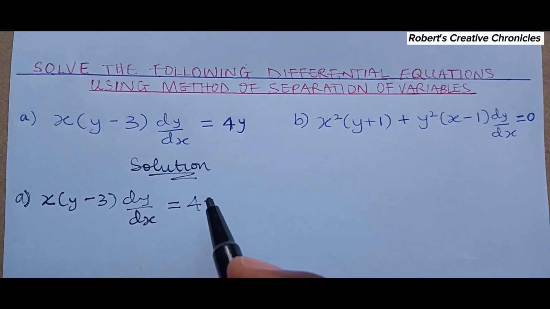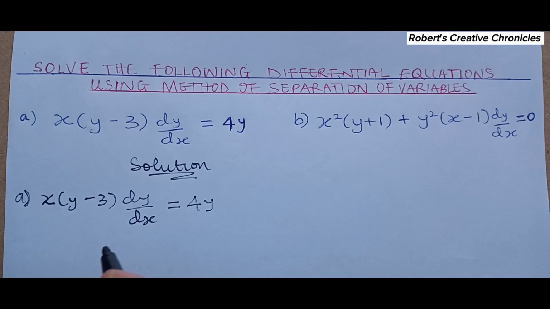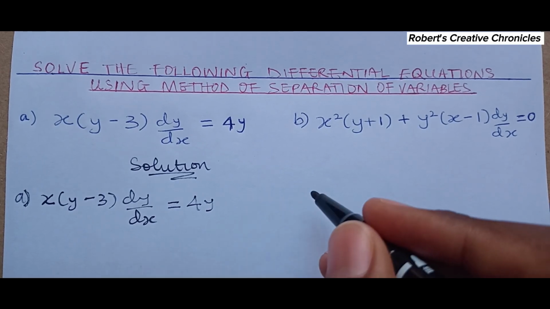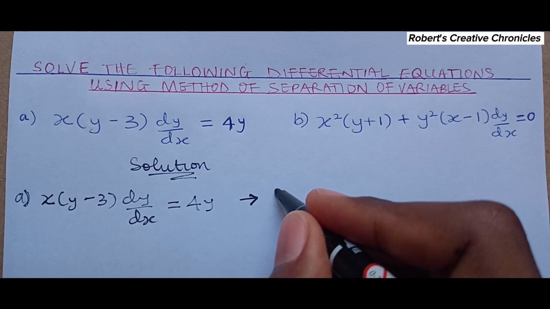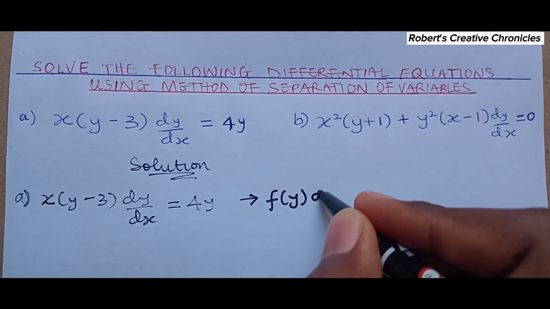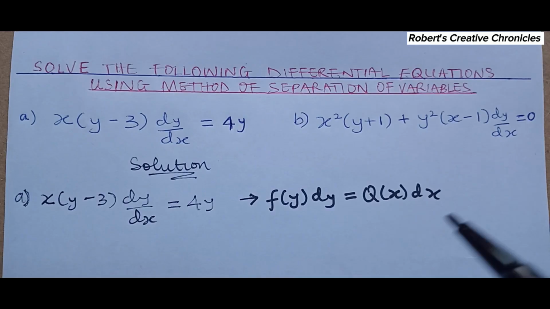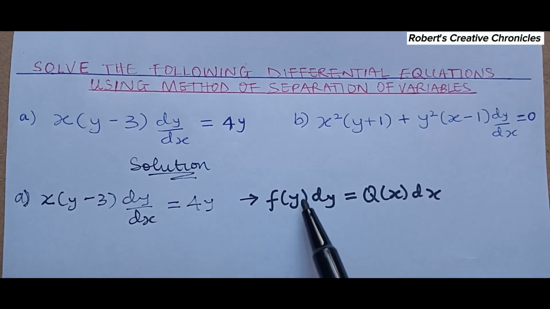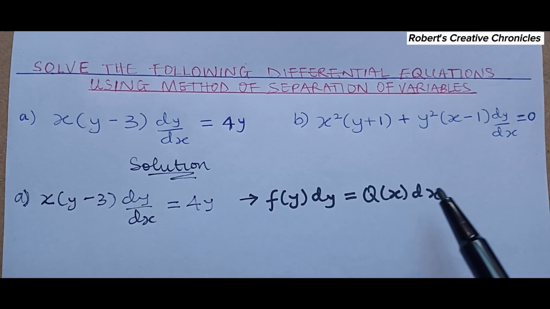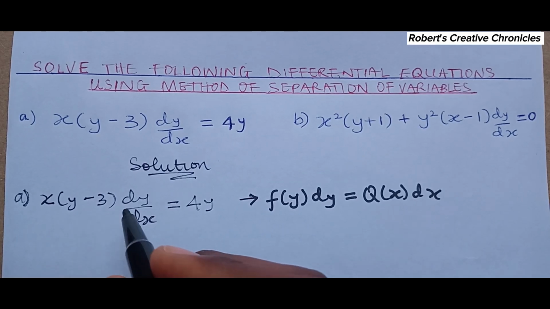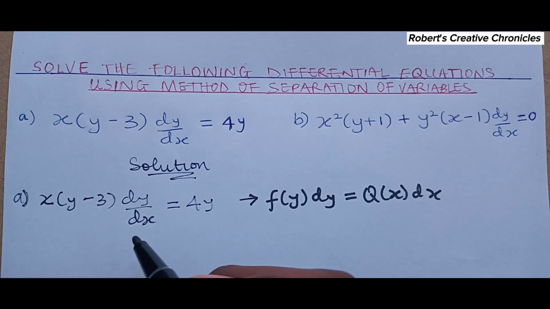So in the method of separation of variables, you have to express the left-hand side of this equation in terms of functions of y and the right-hand side in terms of functions of x. So we are expected to do something like f of y dy equals p of x dx. So we'll put all the functions of y at the left-hand side of this equation, and we'll put all the functions of x at the right-hand side. So we have to rearrange this equation to give us something like this.